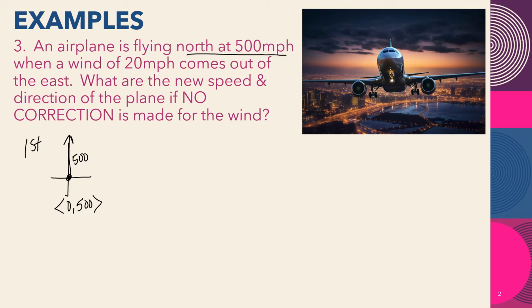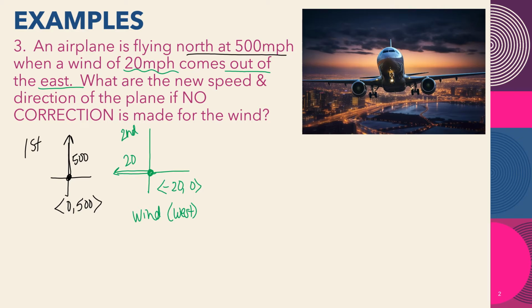All right. The next part says a wind comes out of the east at 20 miles an hour. So here's our wind. It's coming out of the east, so it's starting on the right side and moving to the left. So it's actually going west. If we're coming out of the east, you're going west. So if that's at 20 miles an hour, for that second part of the statement, we're going to have a horizontal component of -20 and a vertical of 0.